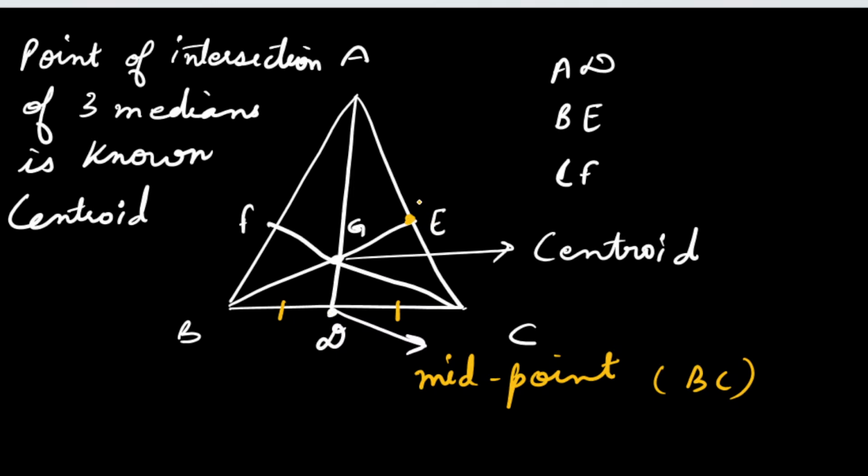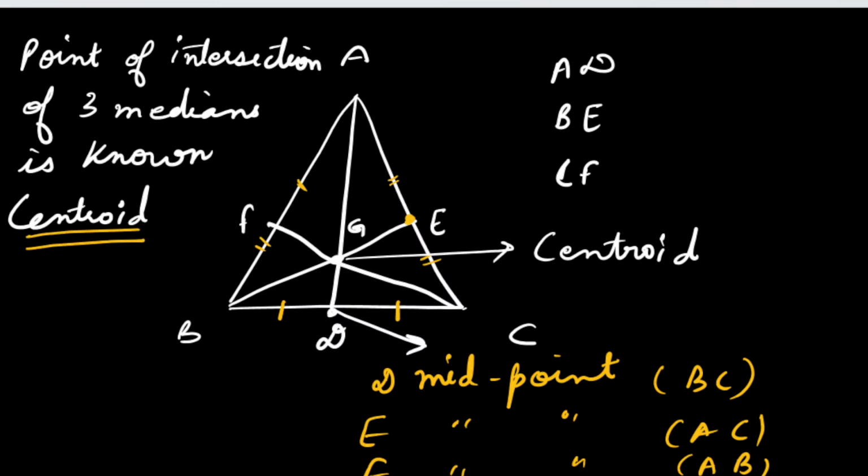Similarly, E is the midpoint of AC. So D is the midpoint of BC, E is the midpoint of AC, and F is the midpoint of AB. So a median divides a line segment on which it is dropping into two equal parts. And the point of intersection of the medians of the triangle is known as the centroid.